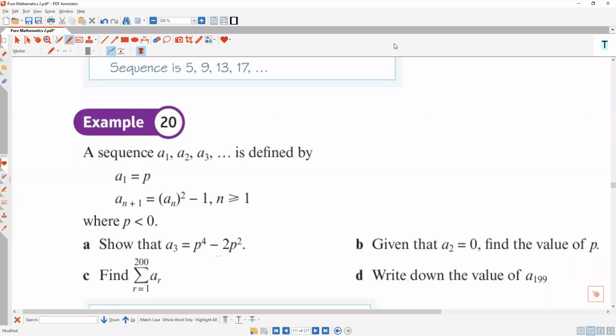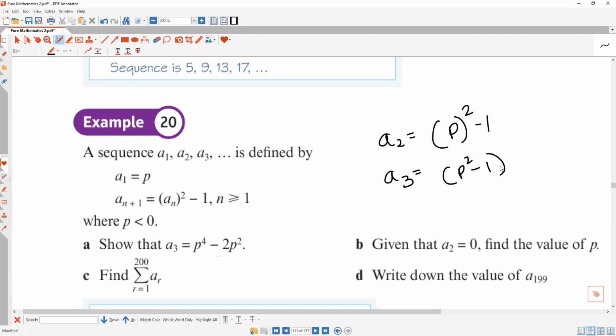Resume recording. Look, if I find a2 over here, what is a2? Can you see, I put p in place of n, so p square minus 1 is my a2. Now if I want a3, what do I need? (p square minus 1) whole square minus 1. Okay? Because in a3, what should we do with a2? Substitute, right? So can I open the bracket and write?